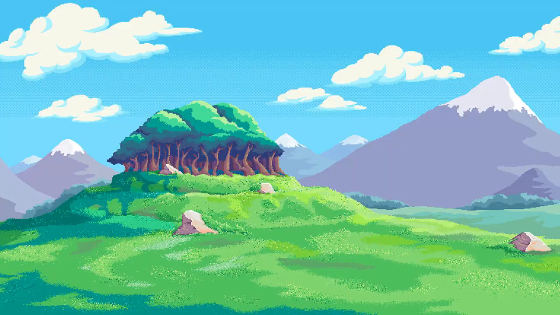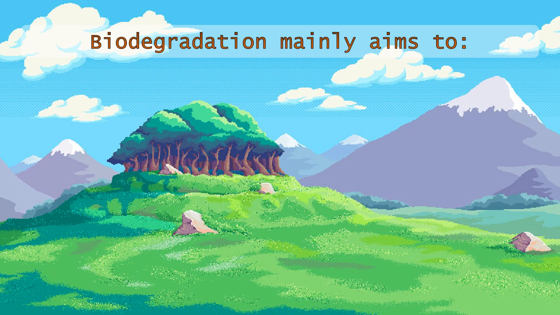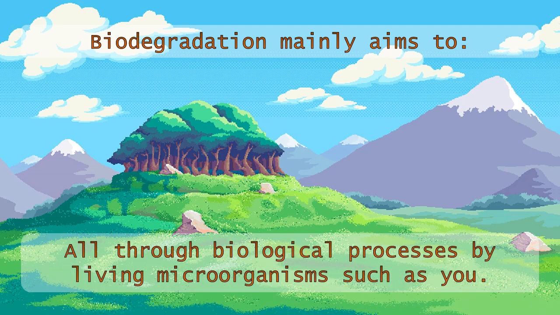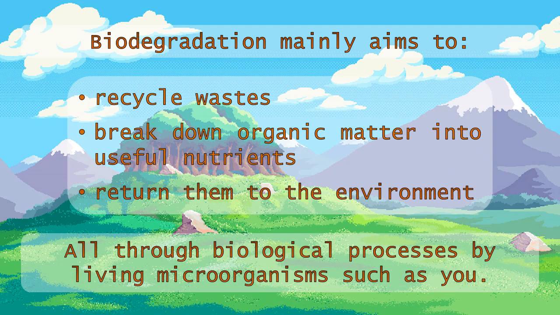You pressed biodegradation. The presence of toxic compounds in the environment prompted scientists to look into your biodegrading properties. Biodegradation mainly aims to recycle wastes, break down organic matter into useful nutrients, and return them to the environment, all through biological processes by living microorganisms such as you. This allows pollutants such as pesticides, dyes, and radionuclides to degrade more naturally.